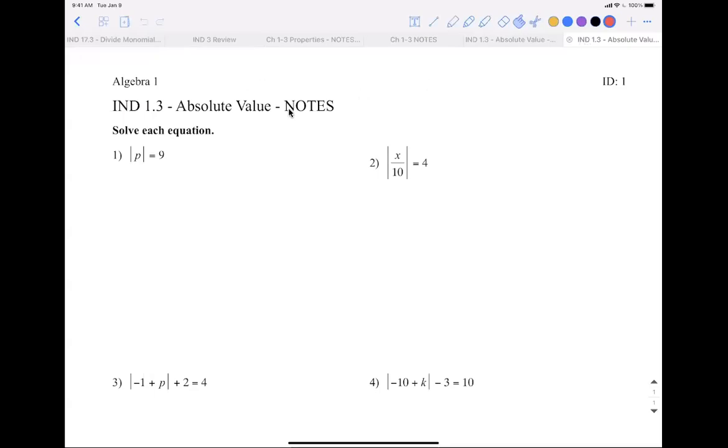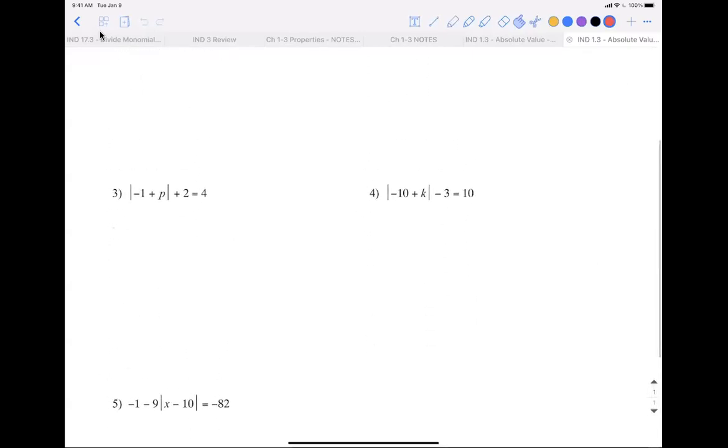All right, so we are doing indicator 1.3, which is absolute values, and I will give you some steps to follow here in just a minute, and then we will work a couple of practice problems, okay?